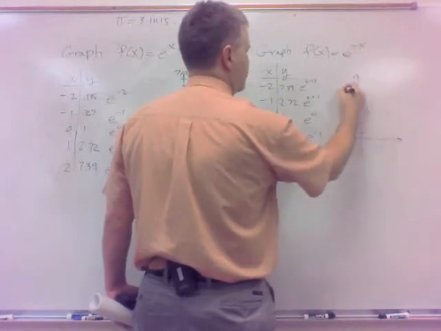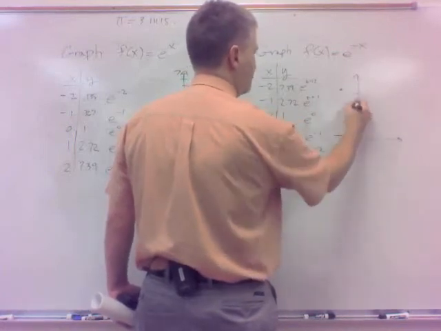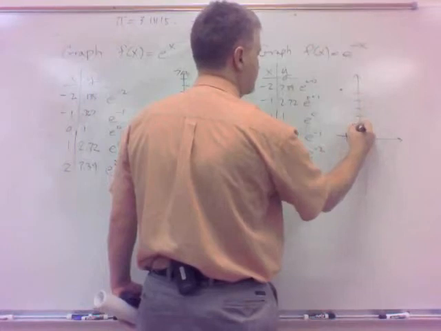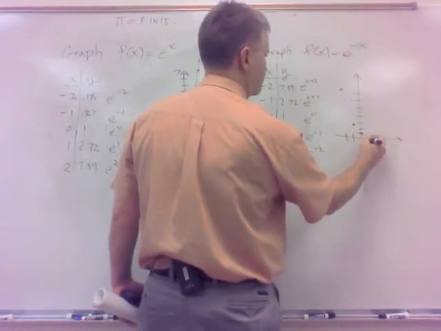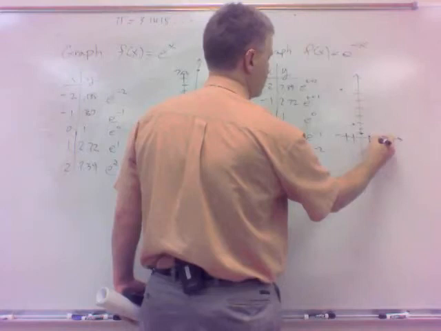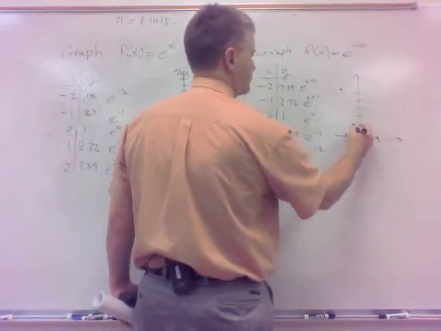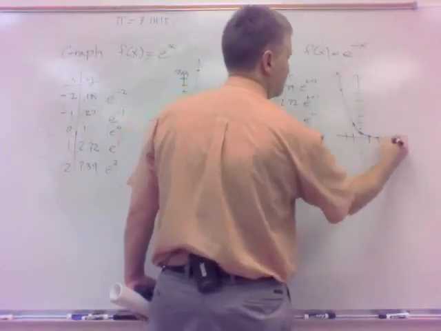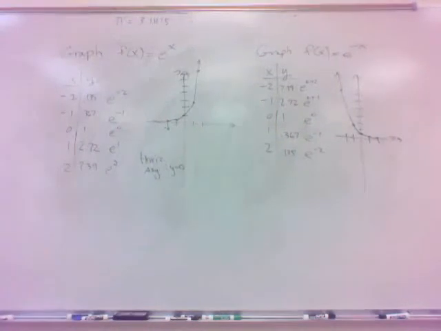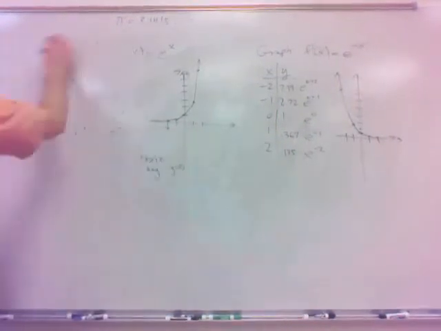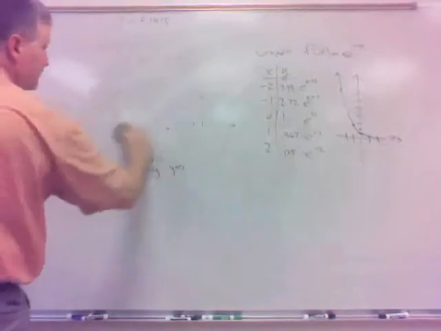-2, I'm at 7.39. -1, I'm at 2.72. 0, 1. Then 0.367 and 0.135. Yeah. So it works the same way. Okay? All right. So let's do one more of those, and we'll talk about an application of this natural base e and others.